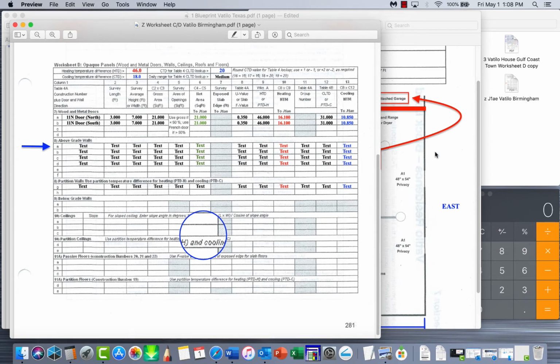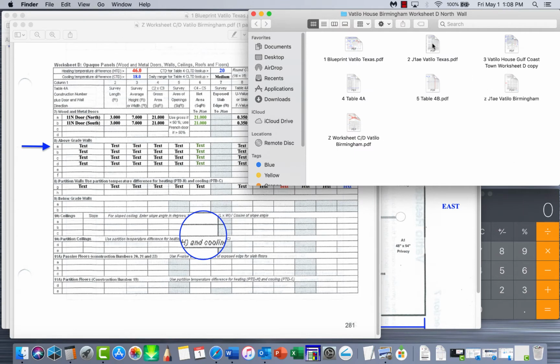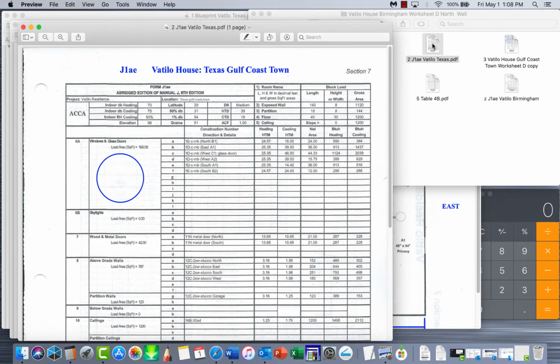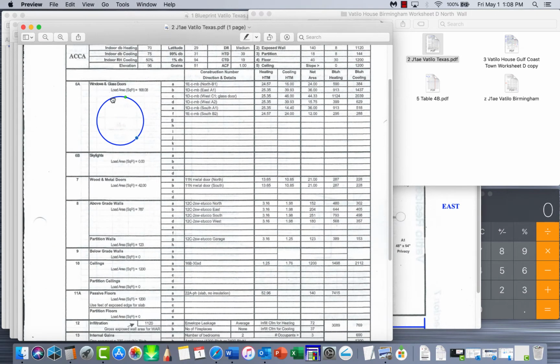Looking at our above grade wall, let's pull up our Vatilo House here. We've looked at the blueprint, and here we go. So I'm going to use this right here. Now, make sure you always get this right here. Like I said, it's your total square footage. But we're going to get all this before we get that number. So we're going to do the north, east, south, and west wall, and then we'll go back after we have all these calculations and our net square footage, and then we'll do this one right here and show you how to get that.